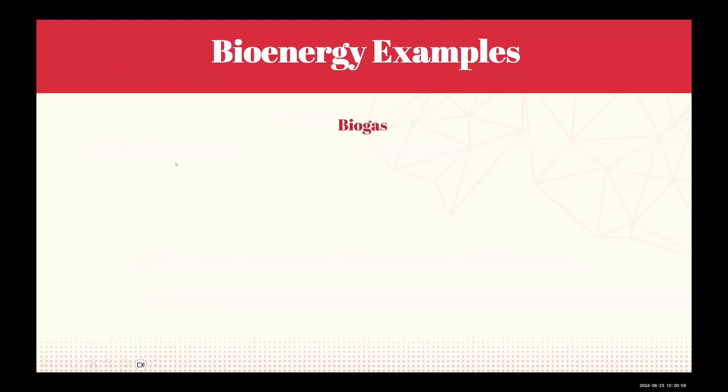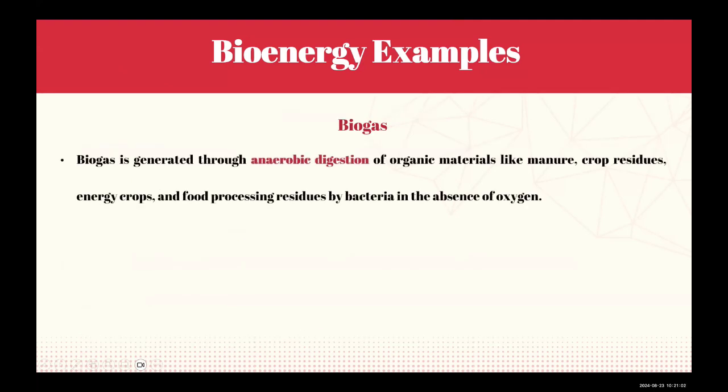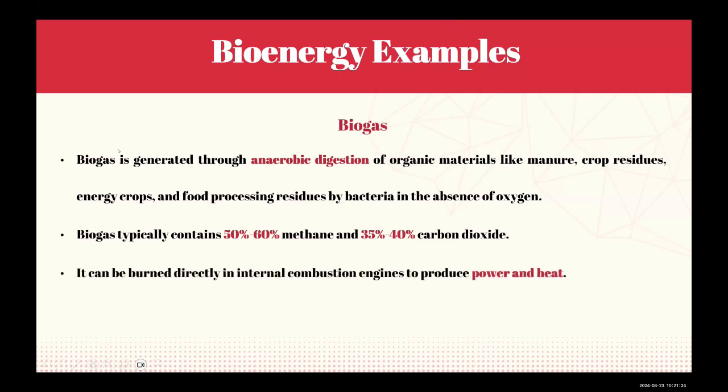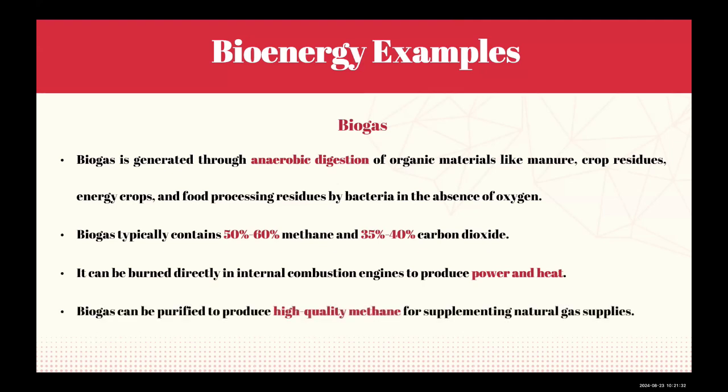Then we move on to biogas. Biogas is produced through a process called anaerobic digestion, where organic materials such as manure, crop residues, energy crops, and food processing residues are broken down by bacteria in the absence of oxygen. The composition of biogas typically includes 50 to 60% methane, which is the primary component of natural gas, and then 35 to 40% carbon dioxide. Biogas can be directly utilized as a fuel, for example, in an internal combustion engine to generate both power and heat, or it can be purified further to produce high quality methane for supplementing natural gas. This is known as biomethane.